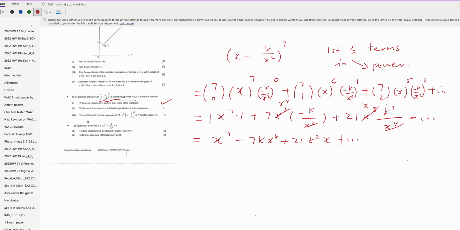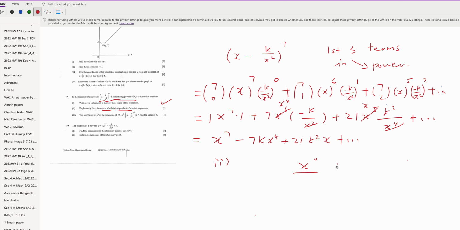So 2 marks gone. Now explain why there is no term which is independent of x. The second part will actually test you on that general formula. Independent of x means x to the power of 0. That means they ask why there is no x to the power of 0 term. That's for part 2.